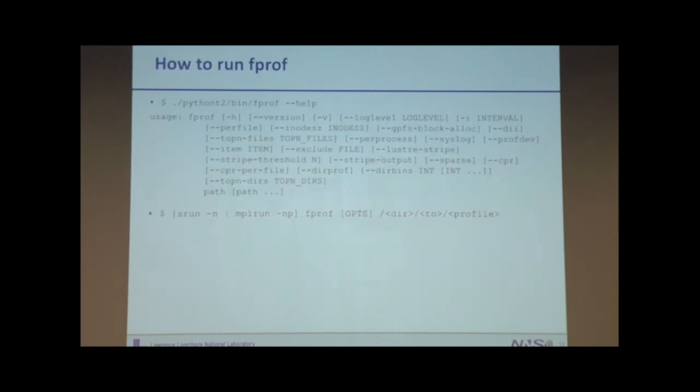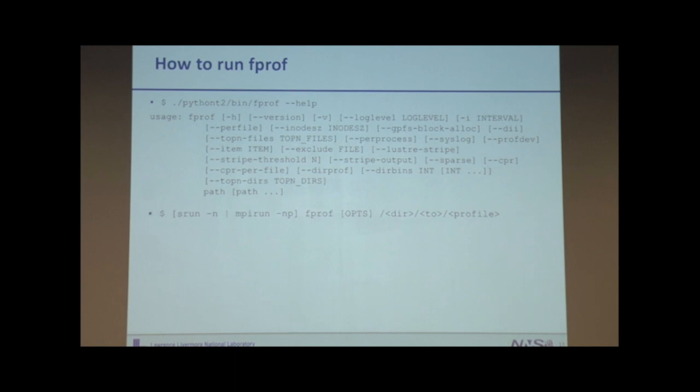If you want to run Fprof, you can run it with or without MPI. And there's a lot of options. The options aren't in the man page right now. That's on my to-do list. But again, you can run the help command and see some of those options.